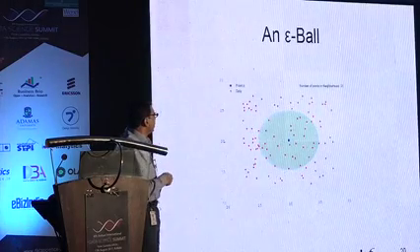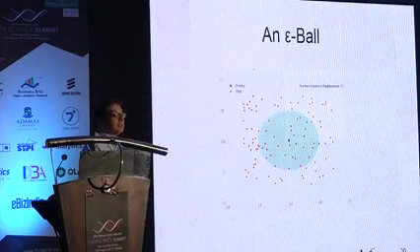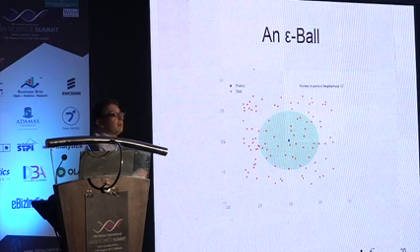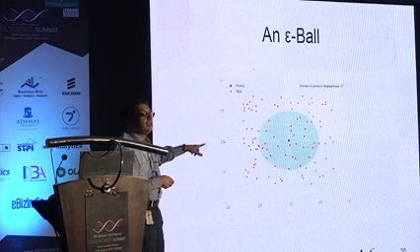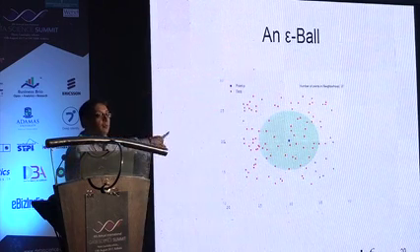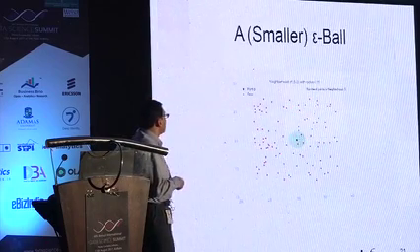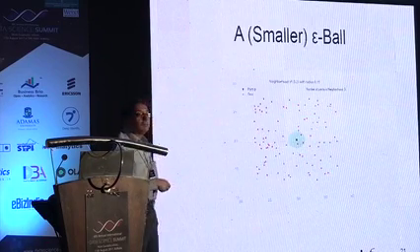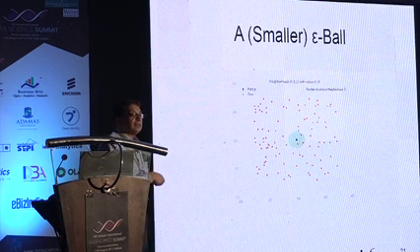So you see this ball here, a ball of a certain radius, and you define that radius a priori, and within that radius, how many points lie, that is basically the density of that neighborhood. So the green circle is your neighborhood, and how many points are there within that circle is the density of that neighborhood. So if you shrink the ball, then obviously your density also goes down.